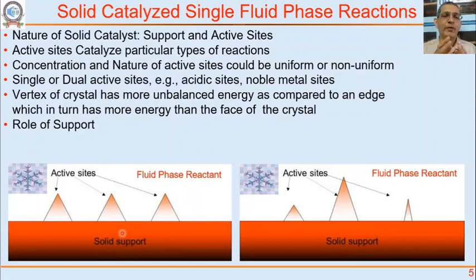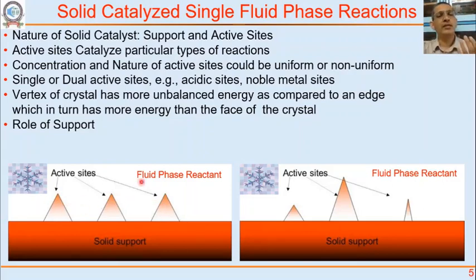So these sites are very specific to the reaction, and a particular reaction will require a certain catalytic active site. So only certain kinds of active sites will catalyze certain kinds of reactions. Concentration and nature of these sites could be uniform. So for example, these are all uniform sites. Uniform in the sense the rate at which reactant reacts on each of these is the same. It is just a depiction. It's not necessary that they have to be the same.